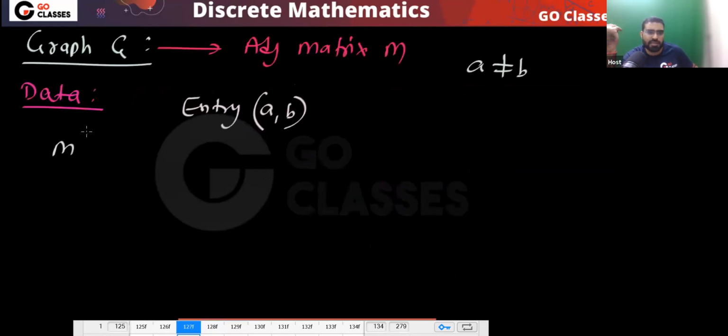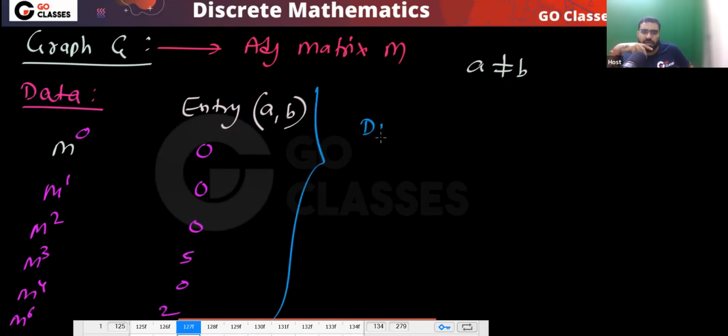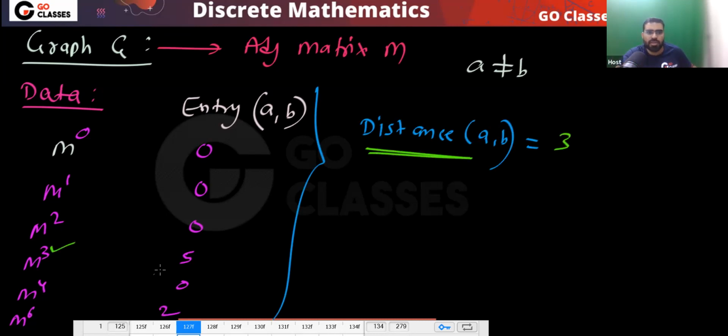Anyway, what I'm saying, this data I'm giving you: in M power 0, this entry is, let's assume, 0. In M power 1 also, this entry is 0. In M power 2, this entry is 0. In M power 3, this entry is 5. In M power 4, this entry is 0. In M power 6, this entry is 2. Now tell me, what is the distance between A comma B? That will be 3. That is going to be 3.